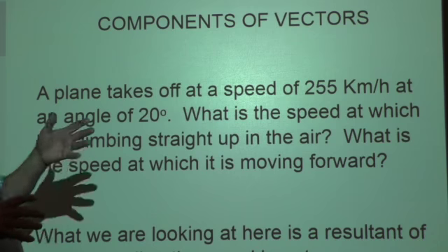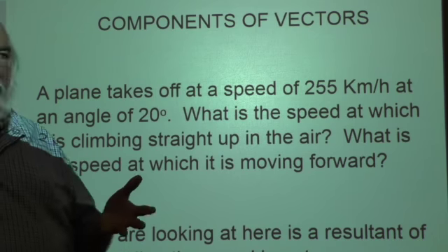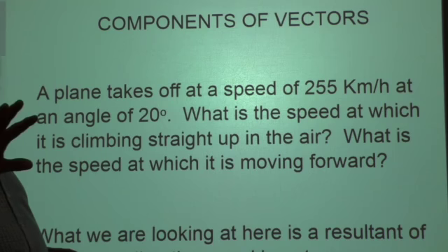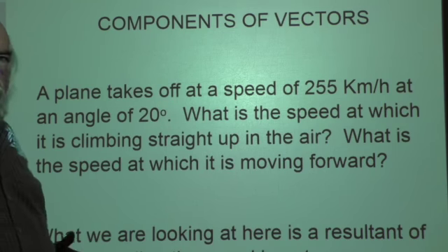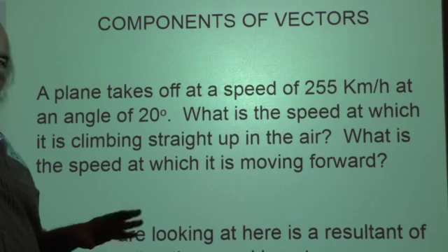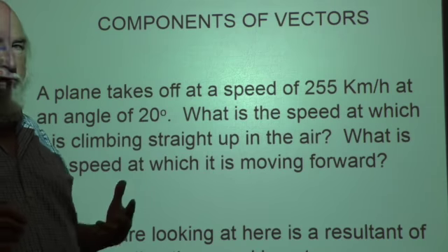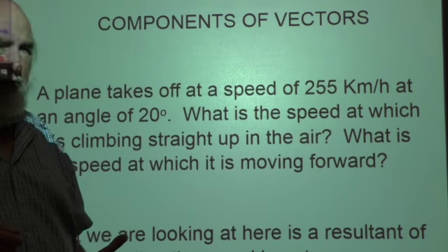Okay, now we're going to look at components of vectors. What I mean by that is if you have a vector that goes off at an angle, it could be the result of two vectors working simultaneously. In other words, we're looking at a backwards version of what we looked at before, particularly with the perpendicular vectors.